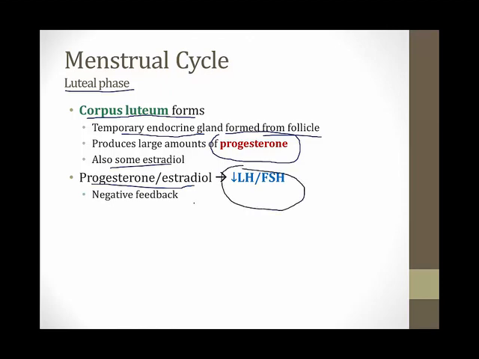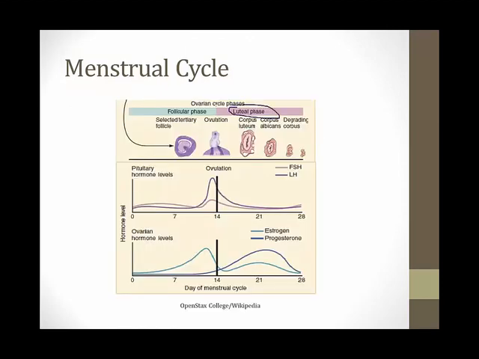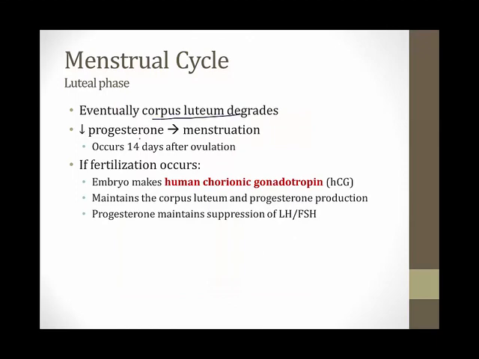LH and FSH fall. Going back to this slide, this is the luteal phase, the second half of the menstrual cycle where the corpus luteum forms. It produces large amounts of progesterone as indicated by this spike in progesterone levels here. There's also some estrogens produced from the corpus luteum, and the estrogen and progesterone levels cause the LH and FSH levels to be very low in the luteal phase. Eventually, the corpus luteum degrades, and this leads to a fall in the progesterone levels, and this triggers menstruation in the uterus. We'll talk about that in a few slides. And menstruation always occurs 14 days after ovulation. The luteal phase of the menstrual cycle is constant in length.